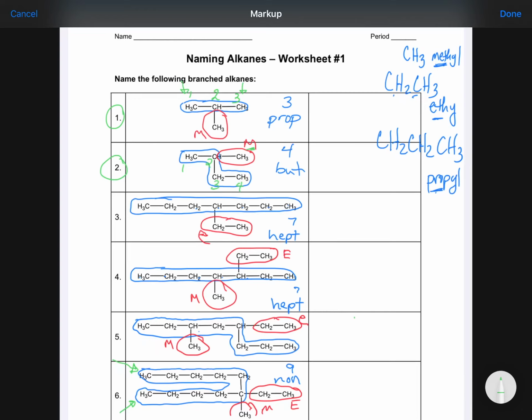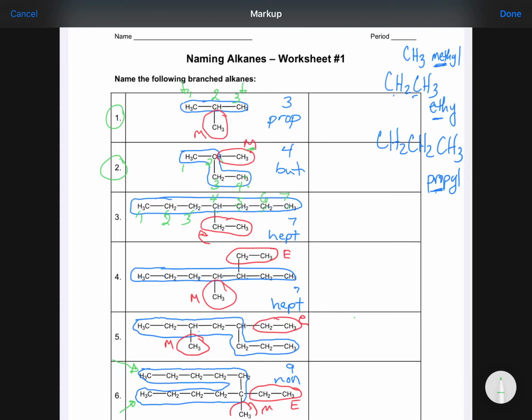If I were to start numbering from the other side, where this 4 is the 1, 2, 3, then it would be 3. The methyl group would be 3 carbons in, which is not what we want. We want to start numbering from the side that has the closest branch. So the closest branch on this, 1, 2, 3, 4 from that side, 1, 2, 3, 4 from that side. It doesn't really matter, so I'm going to number like this: 1, 2, 3, 4, 5, 6, 7.